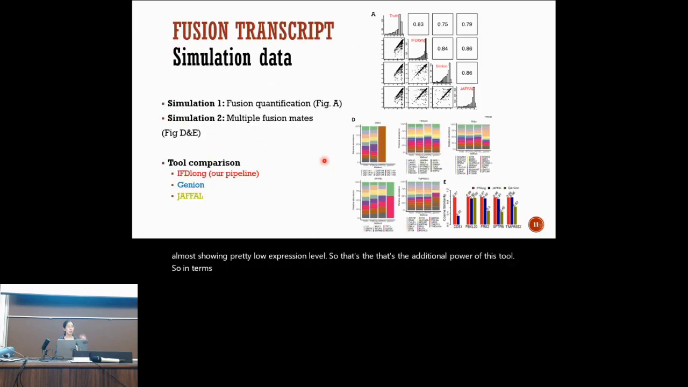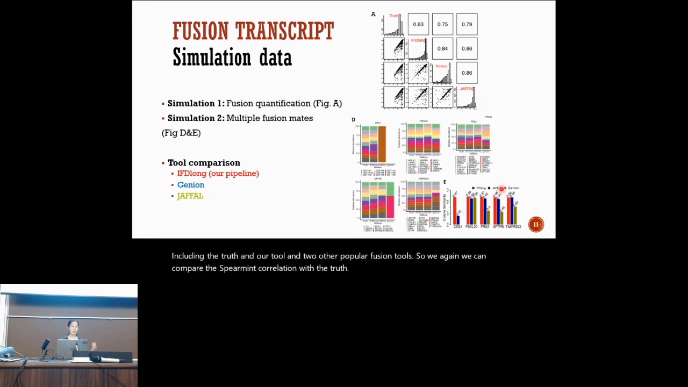So in terms of fusion transcripts, the third part, we again do the simulation, so we can do the fusion quantification so that we can compare different tools, including the truth, our tool and 2 other popular fusion tools. So we can compare the Spearman's correlation with the truth.